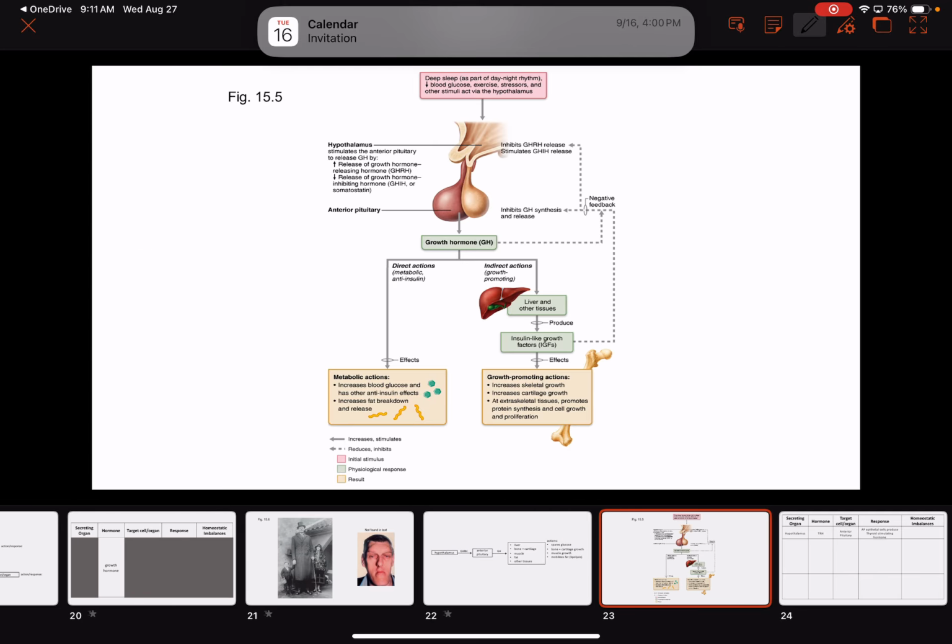This is just the diagram of this pathway from your textbook. Again, the hypothalamus releases GHRH at the very top. Then it's going to cause the anterior pituitary to release growth hormone. And then that's going to target liver, bone, and other tissues for those responses that we discussed.